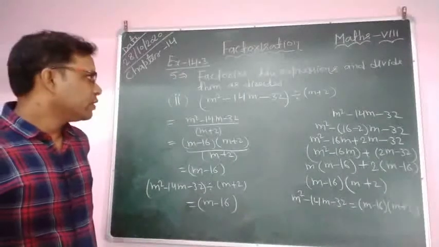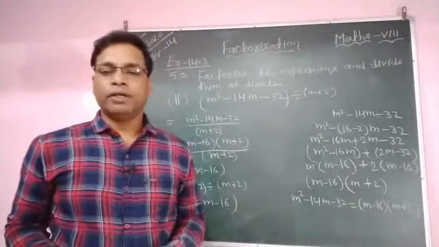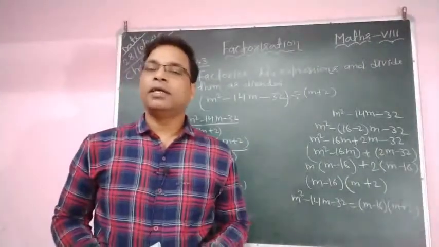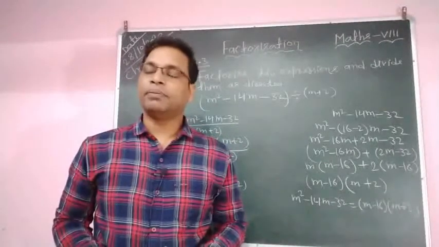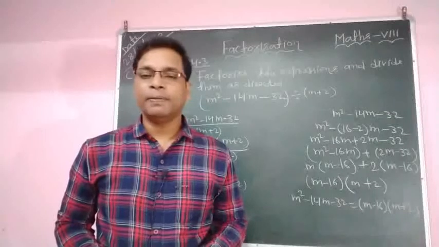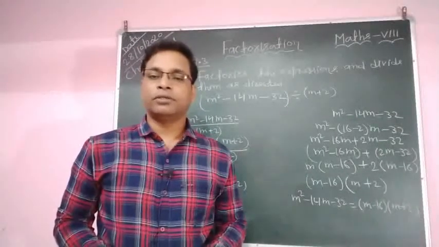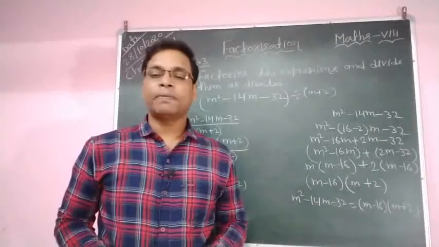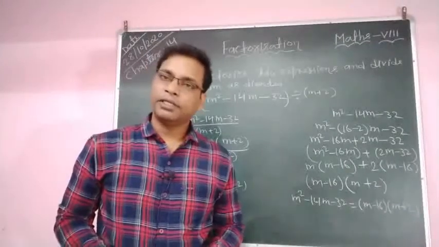Now we are going to discuss the third part of question number 5. What is the third part of question number 5? The third part of question number 5 is 5p square minus 25p plus 20 divided by p minus 1. Okay? So what is the given division? 5p square minus 25p plus 20 divided by p minus 1.